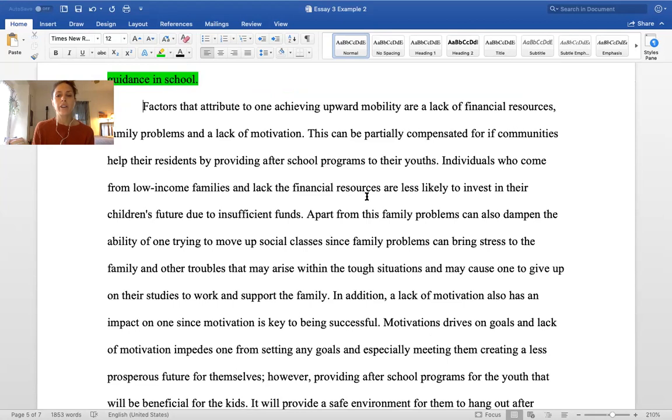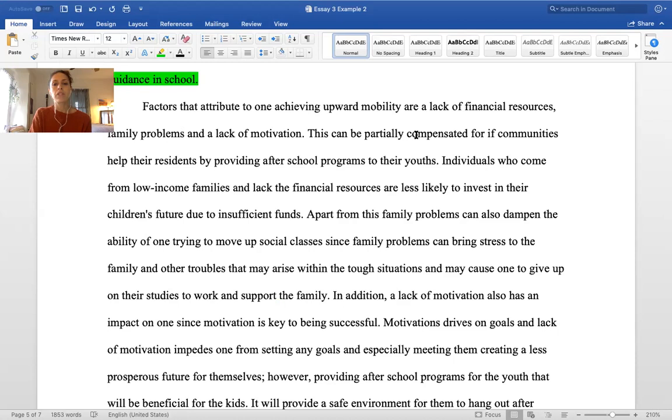So here we are at our concluding paragraph. Remember, this is important. We need to finish strong. Our concluding paragraph has the option for 9 points, and that's with our restatement of our thesis, our summarization, and our final thought. So we need to make sure that we still do this well. So let's look at her restatement of her thesis. Factors that attribute to one achieving upward mobility are lack of financial resources, family problems, and a lack of motivation.